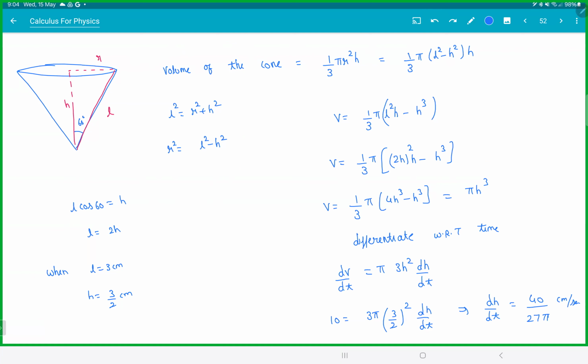But I'm sure you studied the volume of a cone in school, 1 by 3 pi R square H. Using Pythagoras theorem, let's eliminate R. And using this angle 60 degrees, you can eliminate L. So you converted the entire volume in terms of H. Once you got this, the question is over. Please have a look at the steps. Any doubts, ask me.